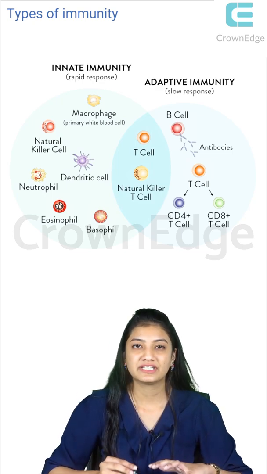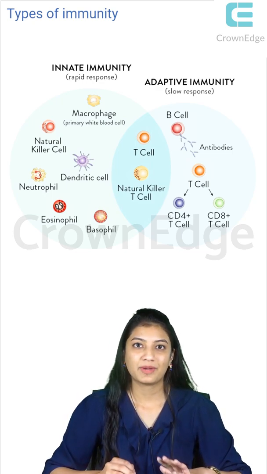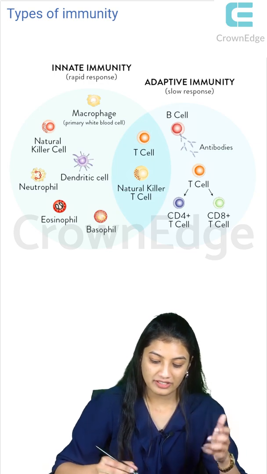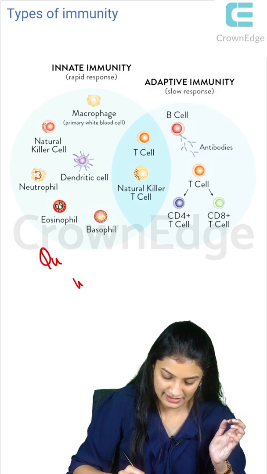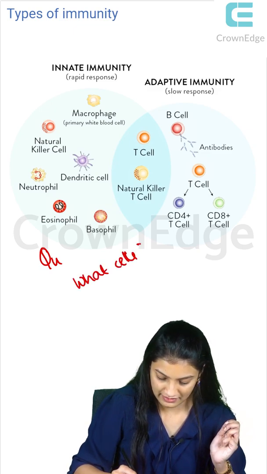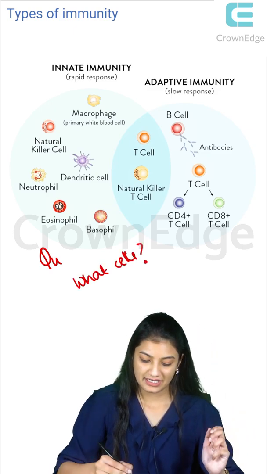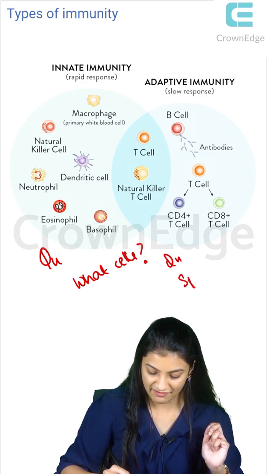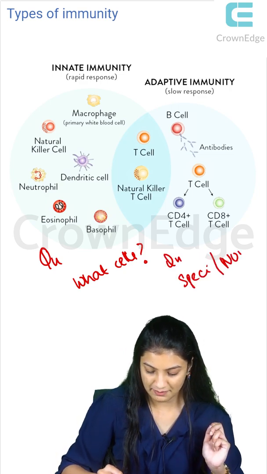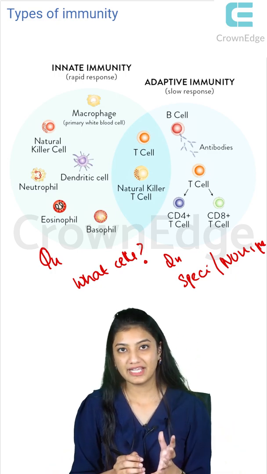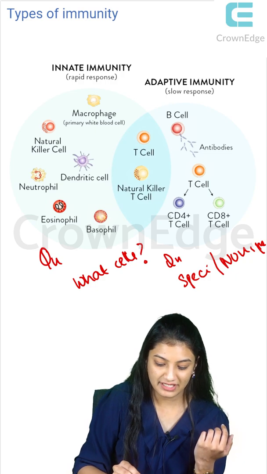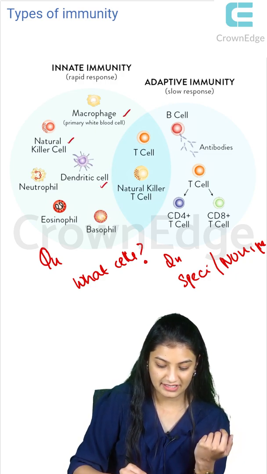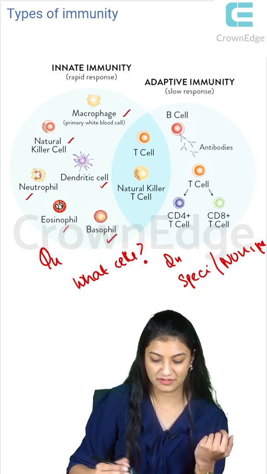So in this particular slide, the main types of questions that are going to be asked are: what are the types of cells that are seen in innate immunity? What cells? And the second question is whether they are specific or non-specific. So innate immunity is non-specific. It is present at birth, and the cells which are responsible are macrophages, natural killer cells, dendritic cells, neutrophils, eosinophils, and basophils.